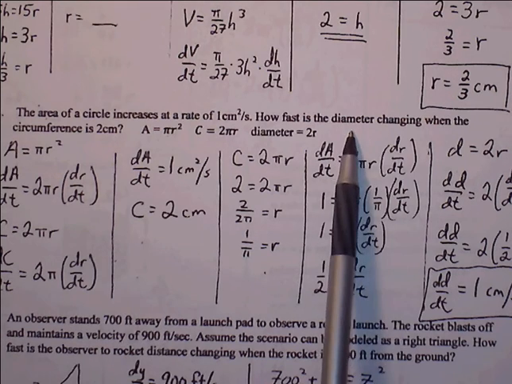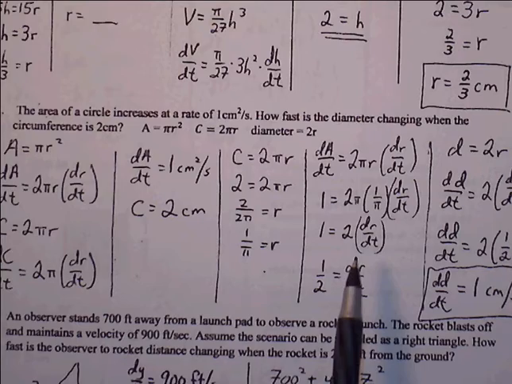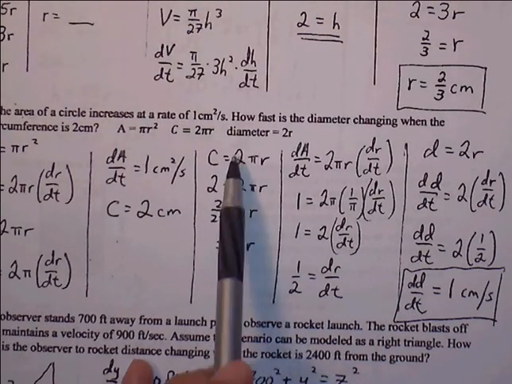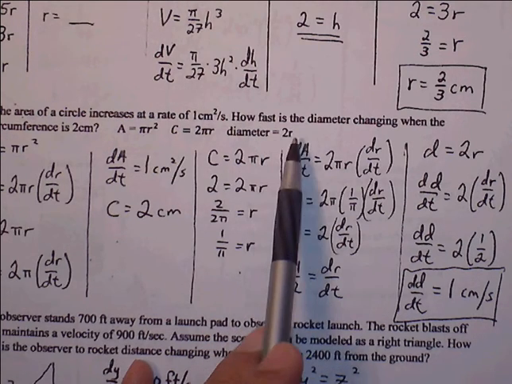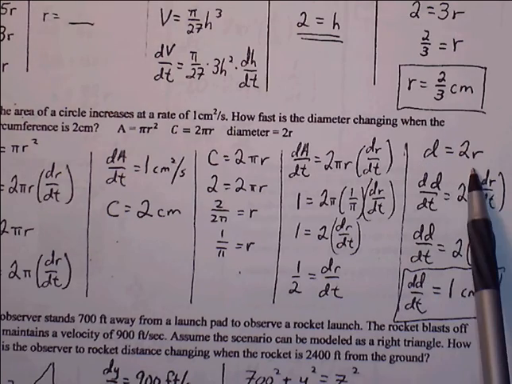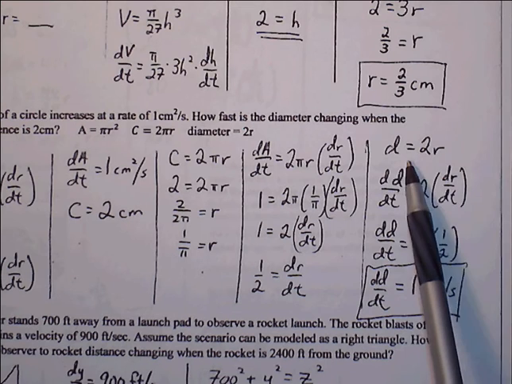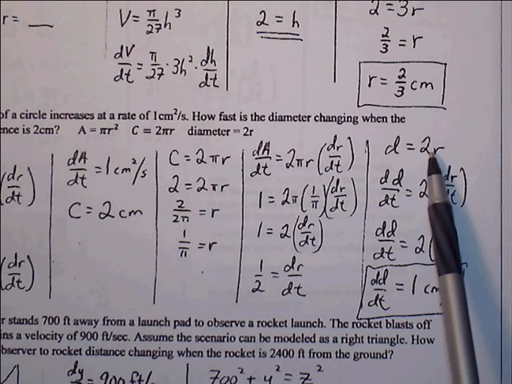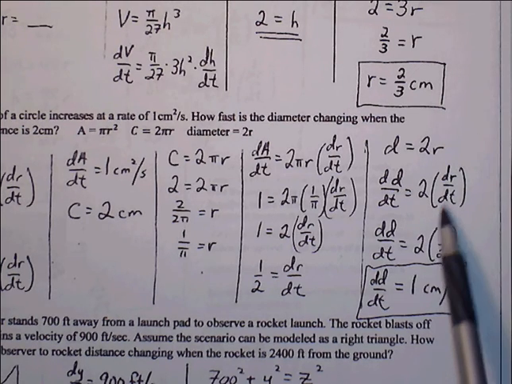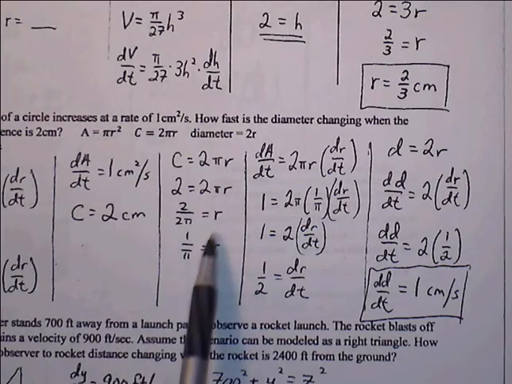How fast is the diameter changing? We're trying to find the rate of change of diameter. So we're trying to find dD/dt. But the rate of change of diameter is going to be twice the rate of change of the radius, right? Because if we know diameter is 2r, if we find the derivative, D becomes dD/dt, 2r becomes 2 dr/dt. So basically, if we can find dr/dt, we can just use that to then find the rate of change of the diameter.